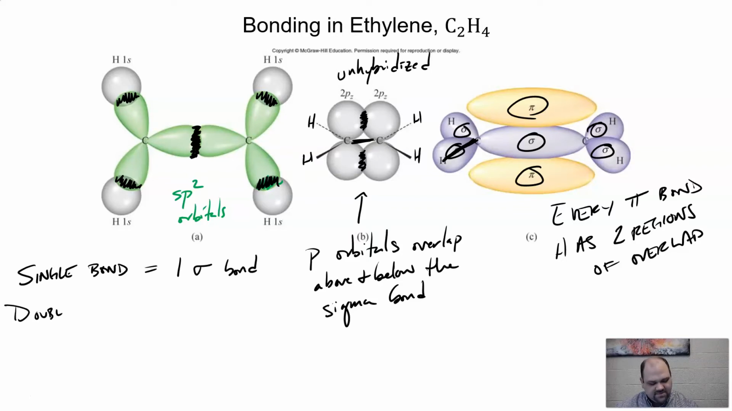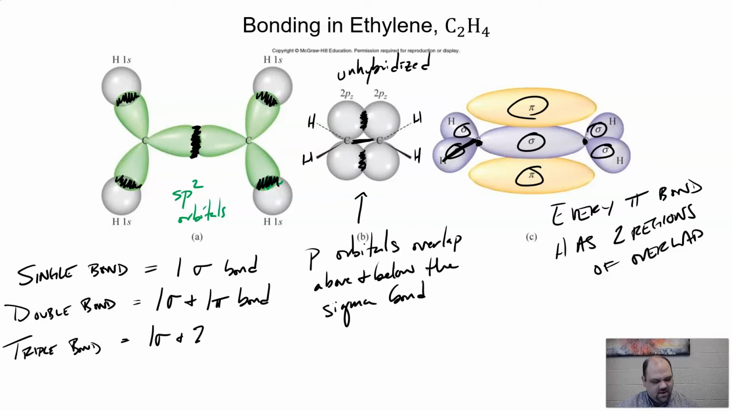A double bond, that's what we have between carbon and carbon over here. Well, you see we have one sigma, but we also have a pi bond. So it's one sigma and one pi. It turns out that a triple bond is one sigma and two pi. And so every single bond that you see in a structure, count that as a sigma bond. Every double bond that you see in a structure counts as one sigma and one pi. And every triple bond that you see in a structure counts as one sigma and two pi bonds.